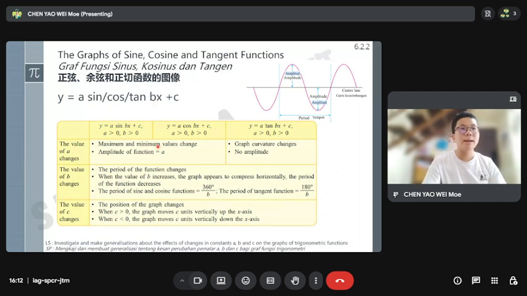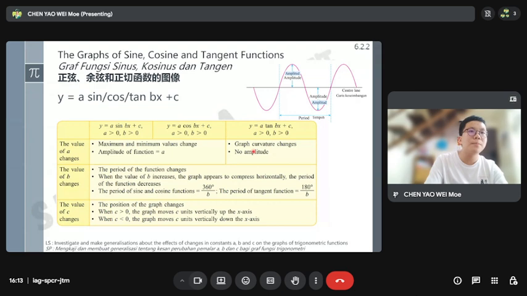If the value A changes, our maximum and minimum values will also change. The higher the A value, the longer the amplitude will be. For the tangent graph, there is no amplitude, so it will just affect the curve only. It doesn't make it too long or short. It just draws the segment only, nothing else.